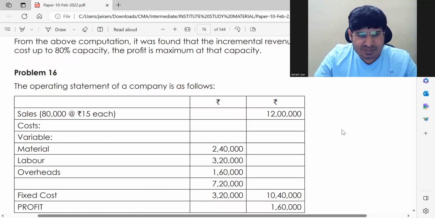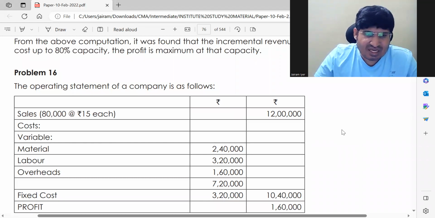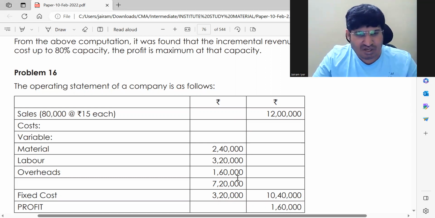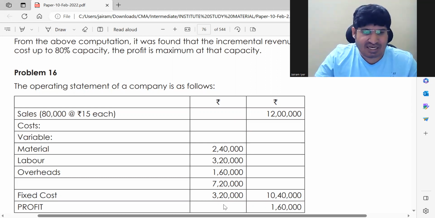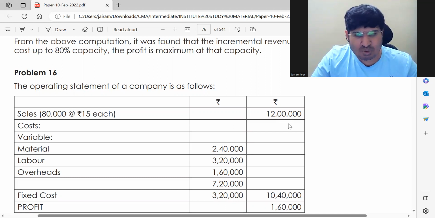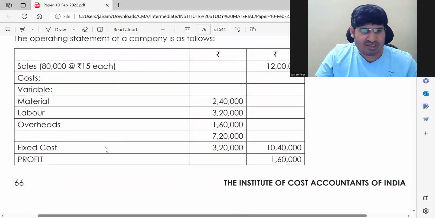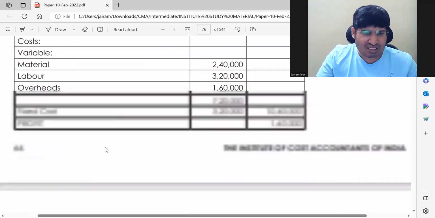Okay, so now what we have got is your total marginal cost statement ready here. Okay, so 12 lakhs is your sales at 80,000 units. So we can also form a per unit statement here by dividing by 80,000. Okay, that's it. So then what are they asking us?